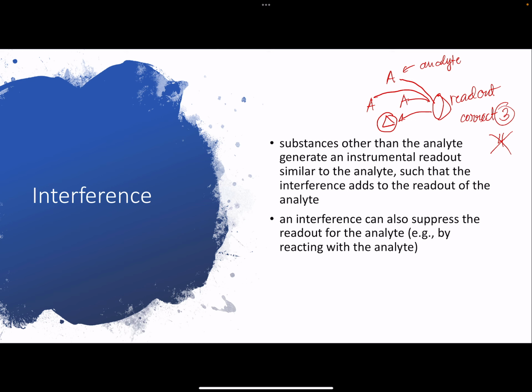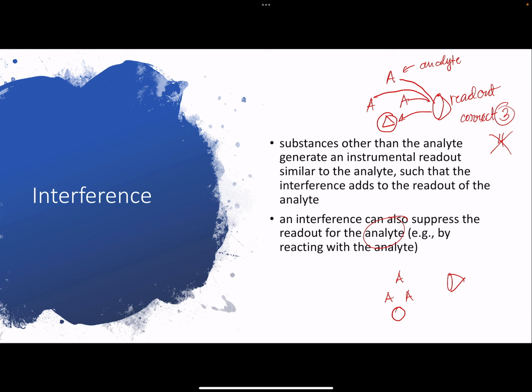Another one is that it can also suppress, meaning it will prevent the readout for the analyte. So for example, this is again your readout device and we're still looking for analyte A. Now, unfortunately, we chose the wrong method of separation and we were not able to separate this, or rather a substance that looks like a circle.